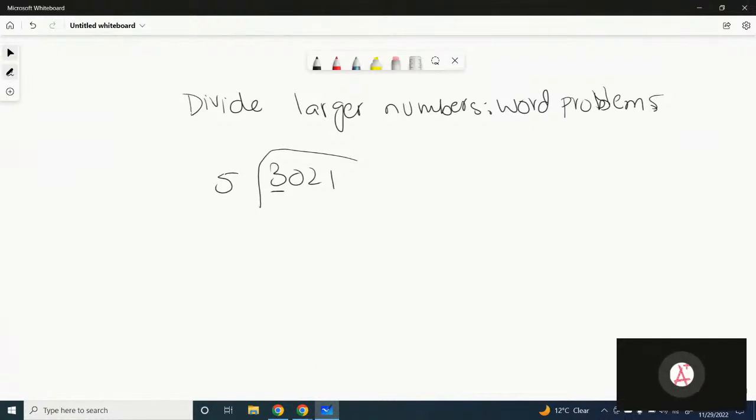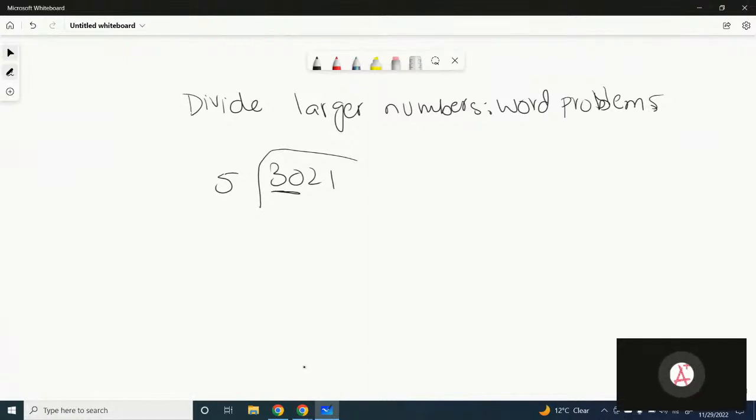Can we divide 3 by 5? No. You cannot divide a smaller number by the greater one. Got it? So make it 30. Combine the next digit. Can we divide 30 by 5? Yes. Because 30 is greater than 5, so we can divide 30 by 5.